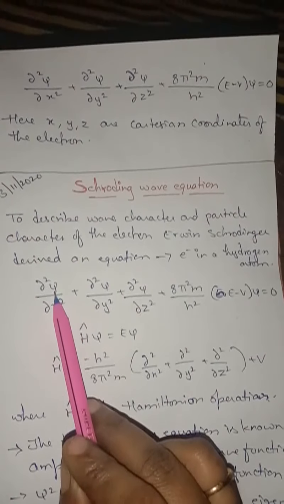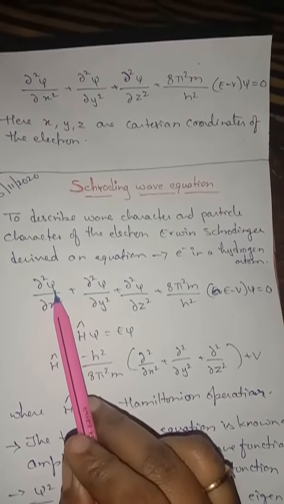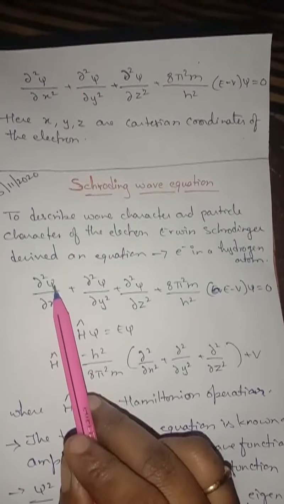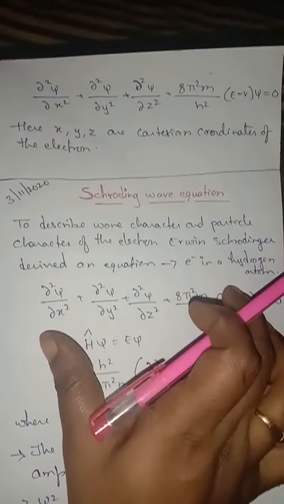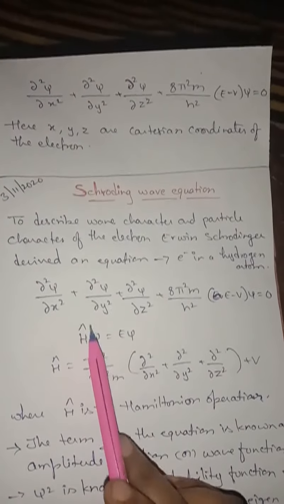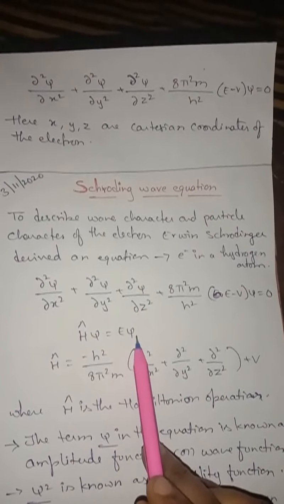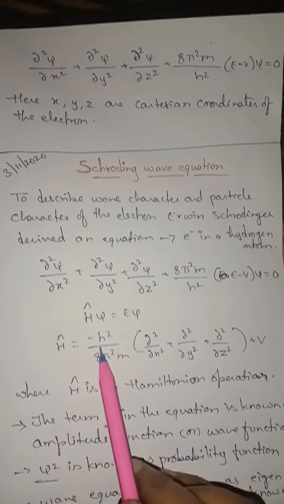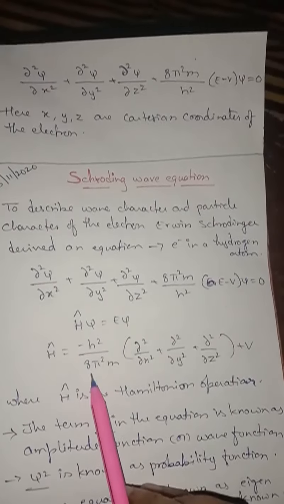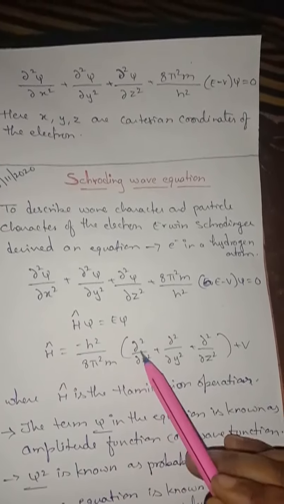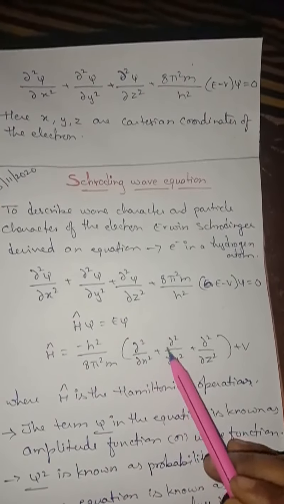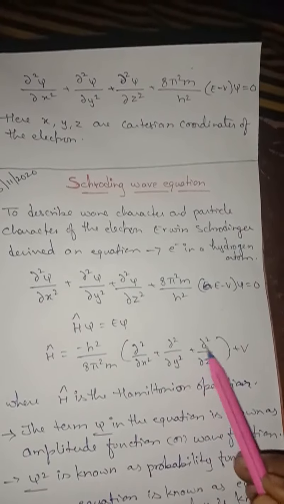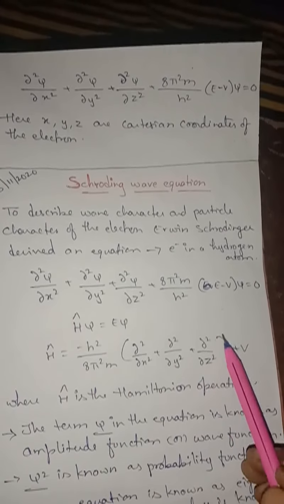And we have used psi. It is new for you. Psi is nothing but the wave function of an electron. So this whole equation can be written as H cap psi equal to E psi, where H cap equals minus h square by 8 pi square m into dou square by dou x square plus dou square by dou y square plus dou square by dou z square, plus V.